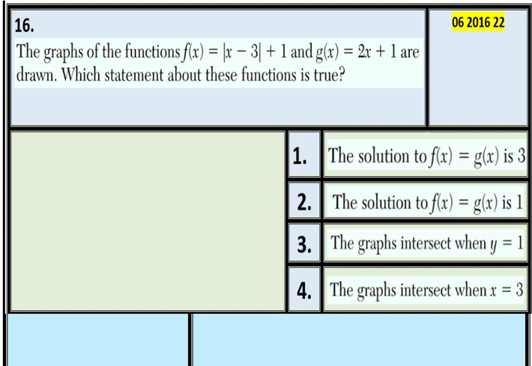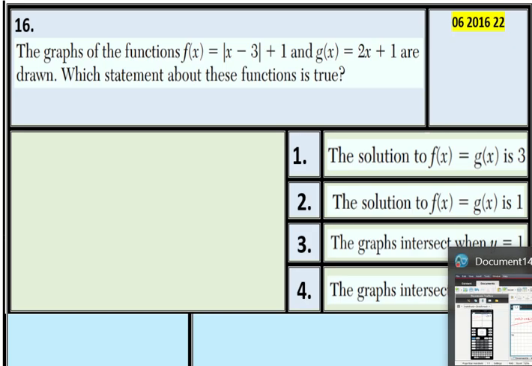Question 16. The graphs of the functions f of x equals the absolute value of the quantity x minus 3, plus 1, and g of x equals 2x plus 1 are drawn. Which statement about these functions is true? So all these are talking about the solutions, and I want to do a graph of both of these functions to see what they would look like.